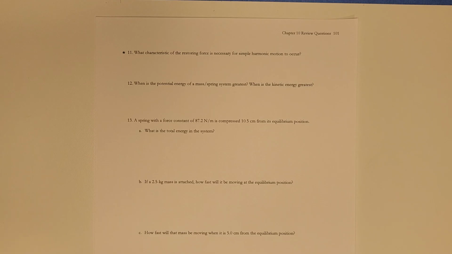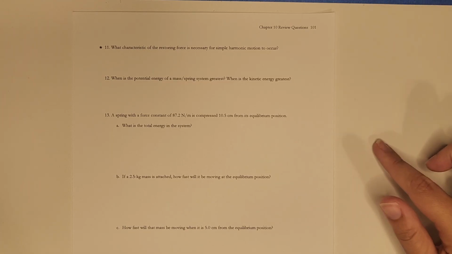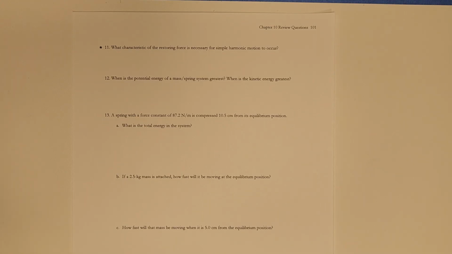When is the kinetic energy the greatest? Saying this is equilibrium, as we go down, the potential energy is going to be the greatest at the amplitude, or top or bottom, right? The greatest distance from equilibrium. And that's because at this point, the mass stops. And so there is no kinetic energy. There's no velocity. And so all of the energy is in the potential energy at that point.